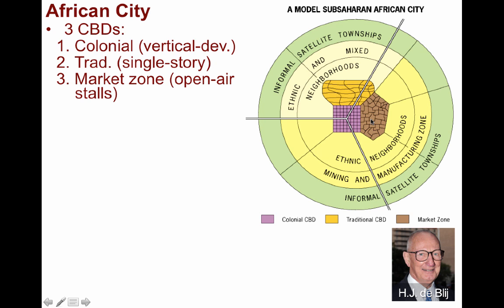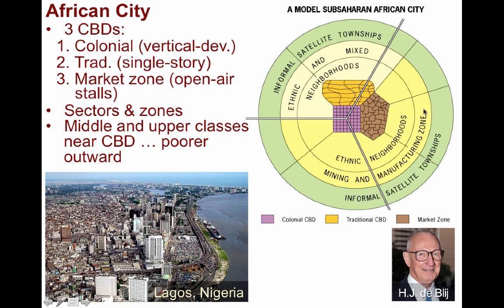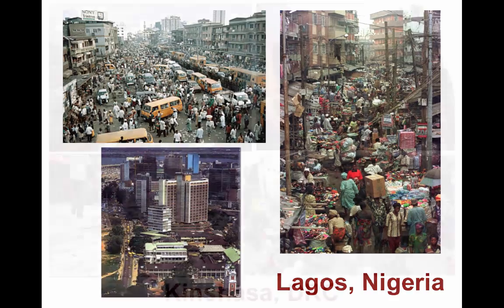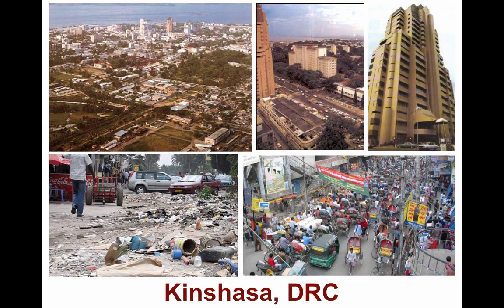There are various sectors and zones, for instance, areas of mining and manufacturing. There is also a plethora of ethnic neighborhoods. Just keep in mind that the middle and upper classes are closer to the CBD, and the residences tend to get poorer further out. A city that fits this model fairly well is Lagos, the largest city in Nigeria. Or even Kinshasa, the capital of the Democratic Republic of the Congo.